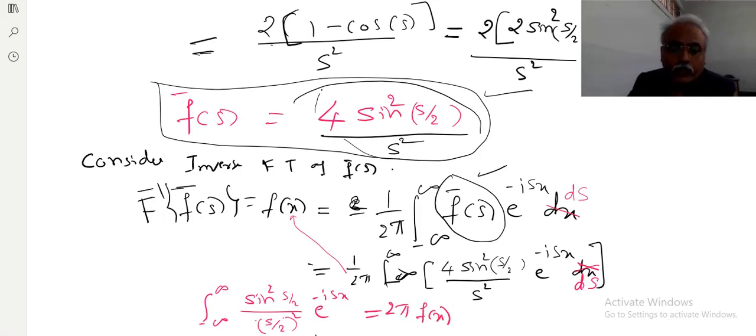Now you can very easily guess what f of x was. What was f of x given? F of x was given like this. I'll recall here only, in the range mod x less than or equal to 1. So if I put x equal to 0 here, f of 0 is 1 minus 0, which becomes 1.